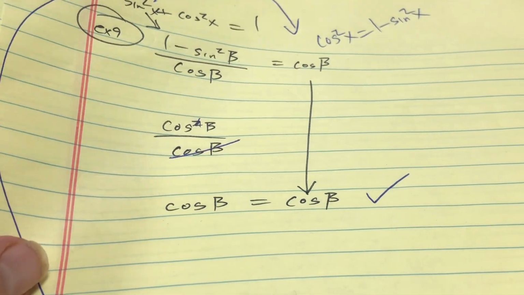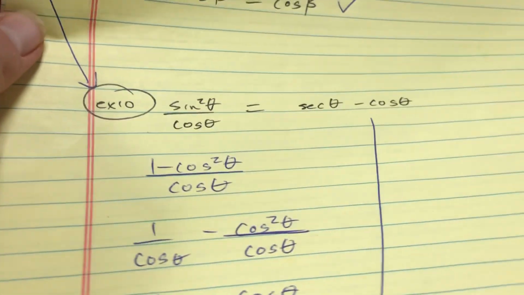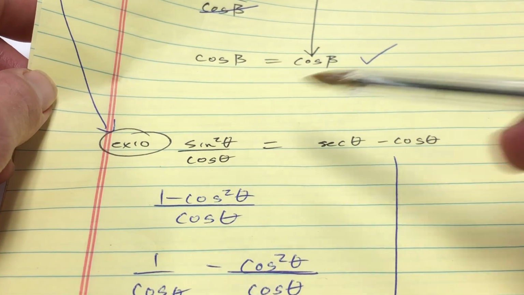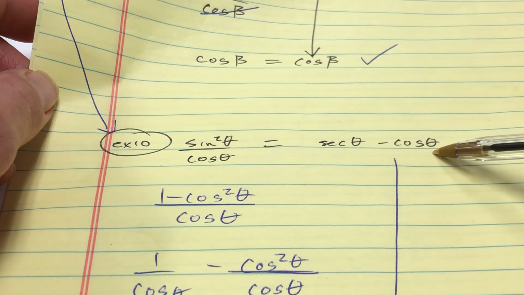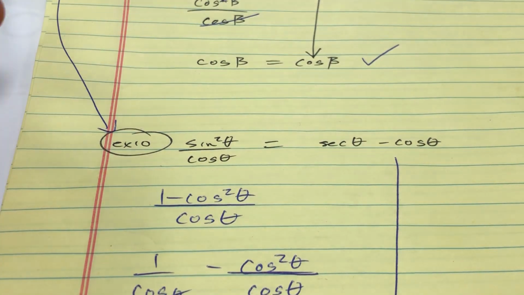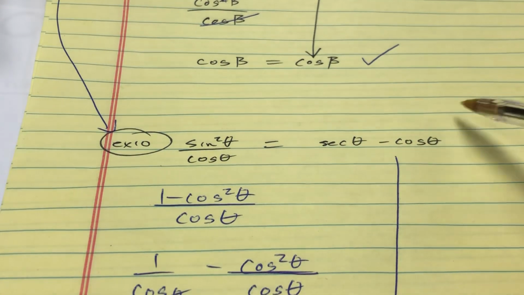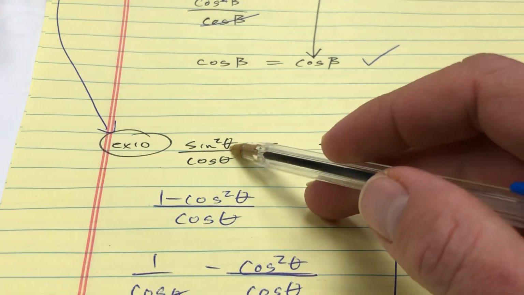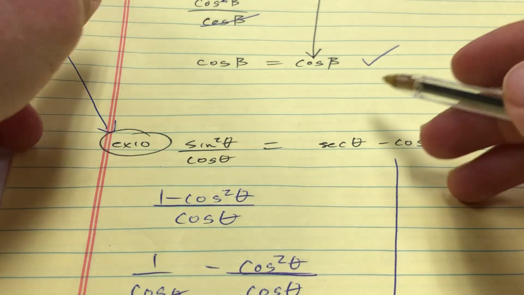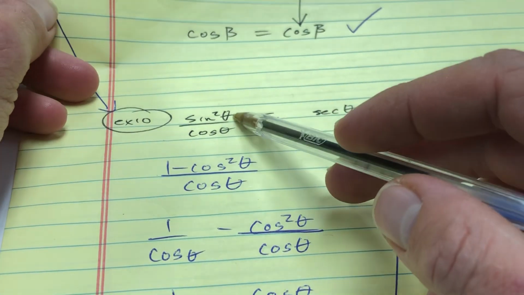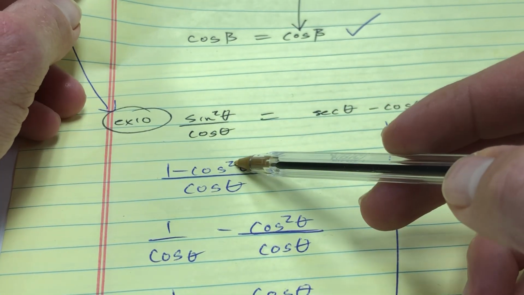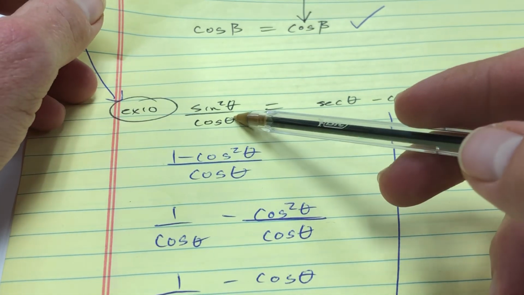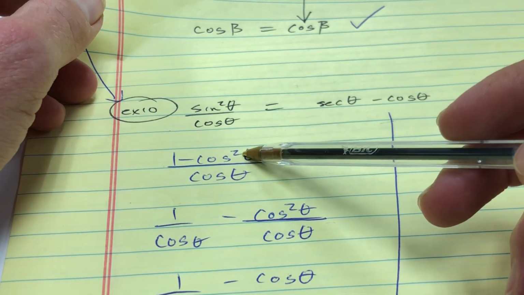You can take your time, rewind it. Example 10, we have sine squared theta over cos theta. It's equal to secant theta minus cosine theta. Some of you might be like, this looks more complicated, and I could make the case for that. But I don't like this exponent. We're going to get rid of this exponent if we can. So sine squared is 1 minus cosine squared. Again, you could have worked from this side. You can maybe show me how it works out.